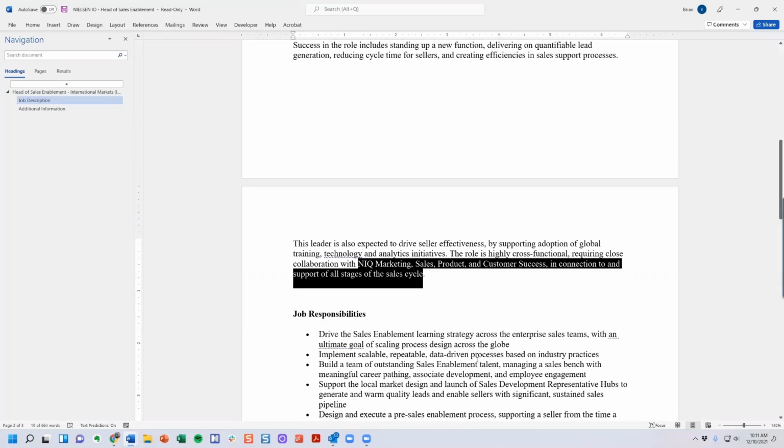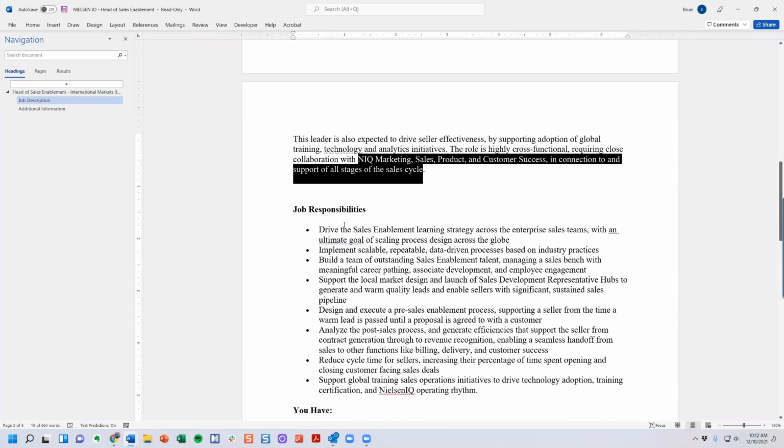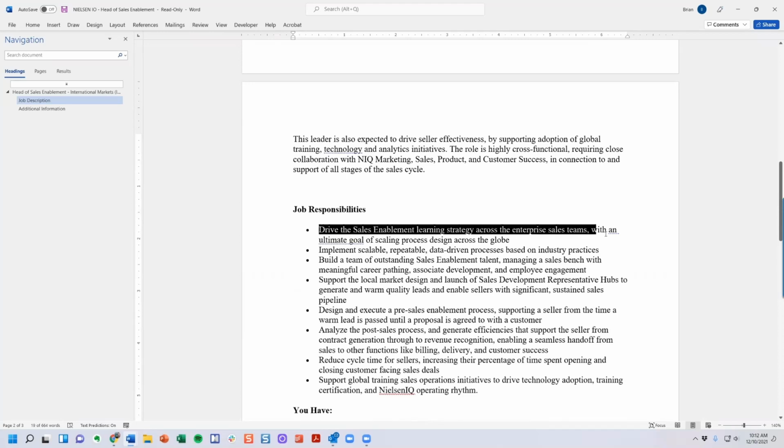Explore more stakeholders in the interview process. Okay, now let's talk about the job responsibilities. Number one, drive the learning strategy across the enterprise teams. So is it only enterprise teams? How many enterprise teams are there? Is this a segment? Enterprise is a segment, so SMB, small and medium business, is not included. What are the sales segments? How is their sales team organized? They want you scaling process.